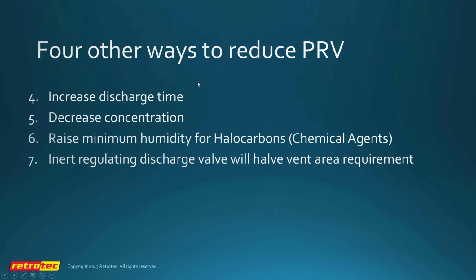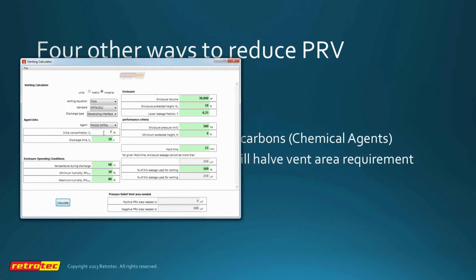There are 4 other ways to reduce the size of the PRV, or to reduce the need of a PRV altogether. One is to increase the discharge time, which I've shown you on the venting calculator. One is to decrease the concentration. The corollary of that is if you increase the concentration, the venting requirements will increase. So let's just go to decreasing the concentration. You notice it drops. It doesn't drop a whole lot.